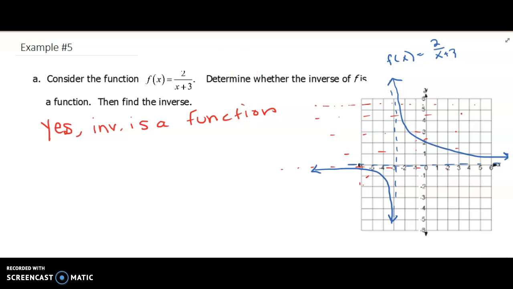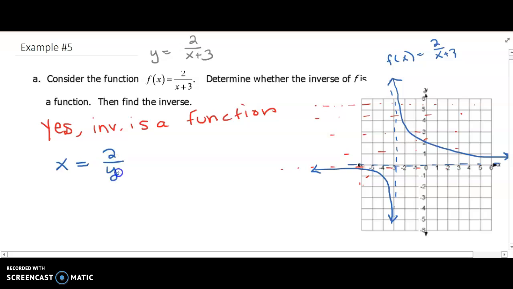Now to find that function, I'm going to think of this as y equals 2 over x plus 3. To find the inverse, I'm going to change the x and y, so x equals 2 over y plus 3, and then I'm going to solve for y. I have a fraction, and anytime I have a fraction I want to get rid of it, so I'm going to multiply both sides by the denominator. Those go away, so I'm left with x times y plus 3 equals 2.